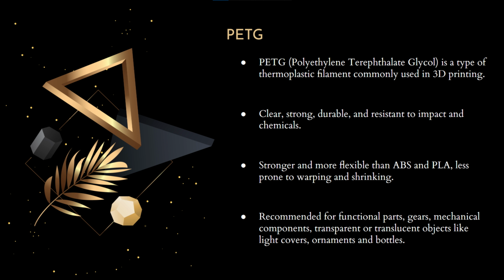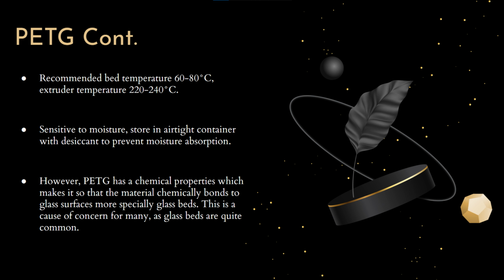It's recommended to use for functional parts such as gears and mechanical components, transparent and translucent objects such as light covers, ornaments, and bottles. It's recommended to print this filament with a bed temperature of between 60 to 80 degrees Celsius and an extruder temperature between 220 and 240 degrees Celsius. Similarly to PLA, it's also sensitive to moisture, so it's recommended to store in an airtight container with a desiccant such as silica gel to prevent moisture absorption.